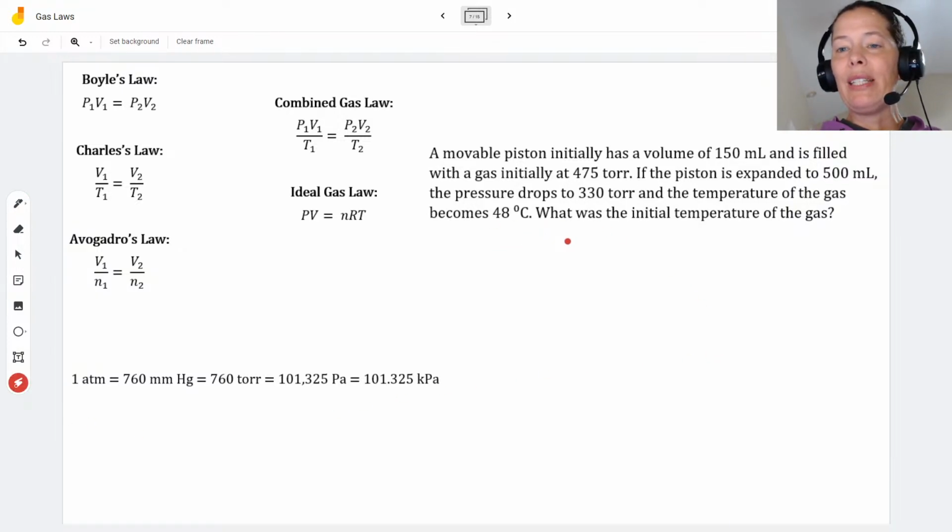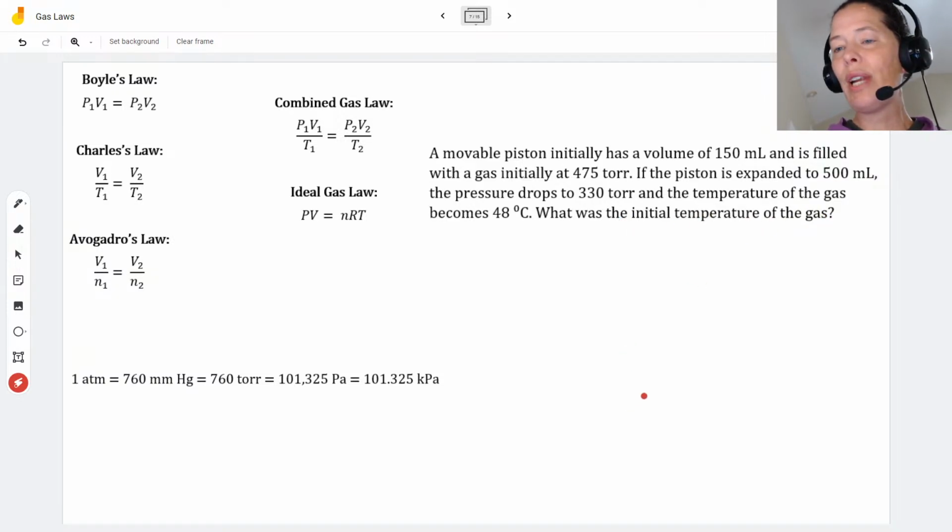A movable piston initially has a volume of 150 milliliters and is filled with a gas initially at 475 torr. If the piston is expanded to 500 milliliters, the pressure drops to 330 torr and the temperature of the gas becomes 48 degrees Celsius. What was the initial temperature of the gas?